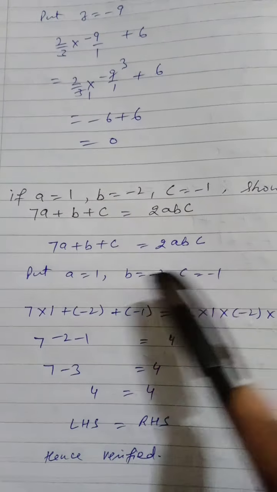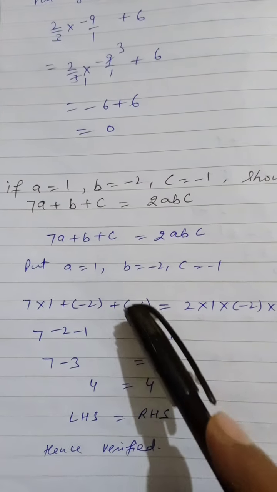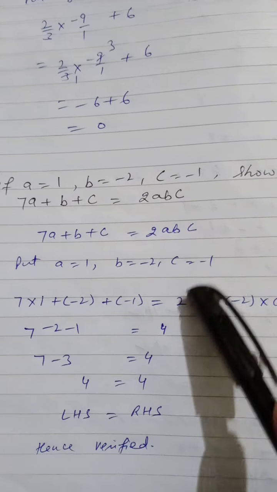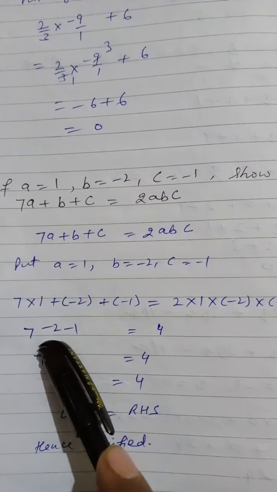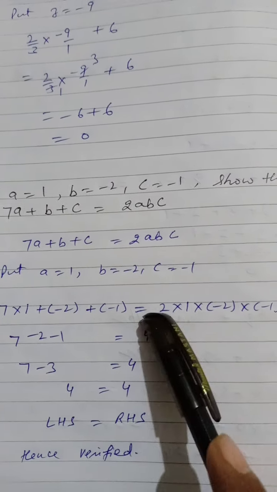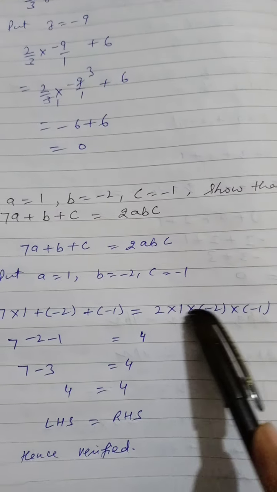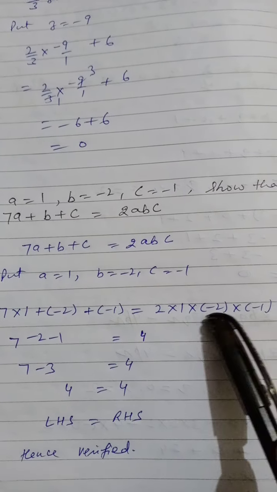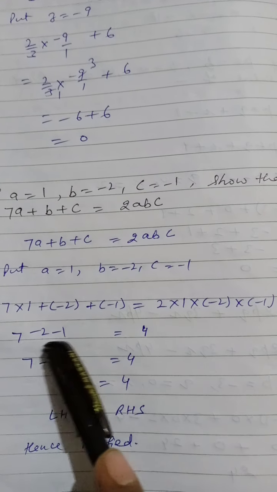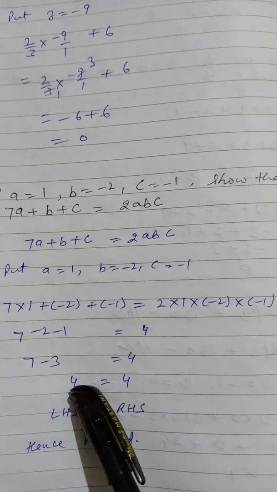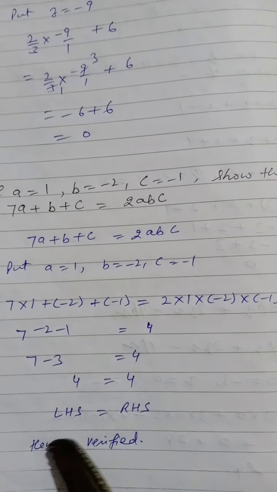Put the values: replace a by 1, b by minus 2, c by minus 1, and here also. Now we'll calculate 7 into 1, 7, plus minus, minus 2, plus minus, minus 1, and these all are in multiplication. So this is only one term. So multiply all of them. We will get 4, and there are 2 minus signs, even times. So 4. Now here same sign, sum first. 7 minus 3, 4. We got 4 from both the sides. So LHS is equal to RHS. Hence verified.